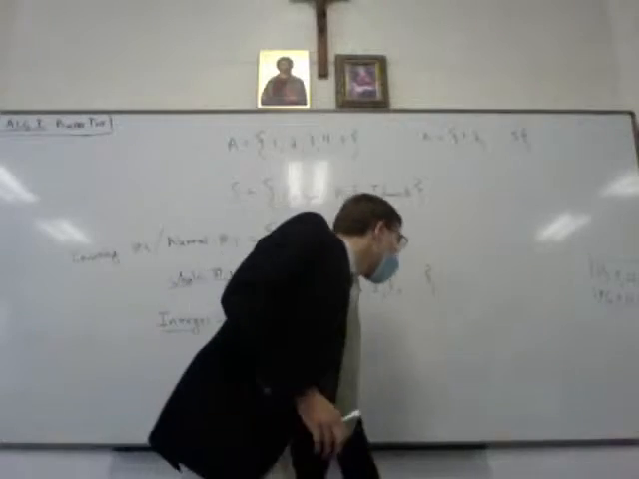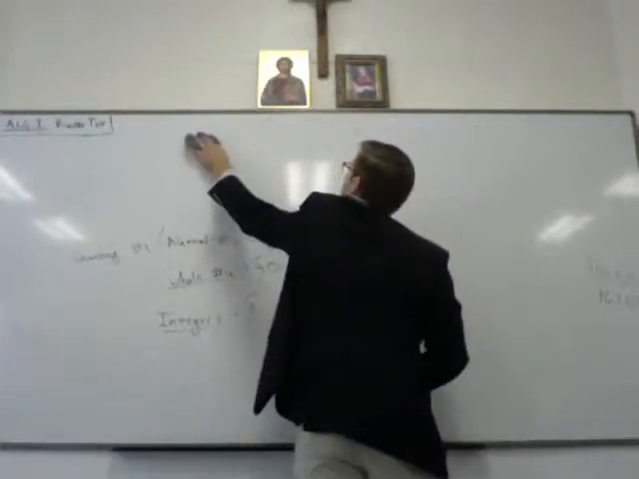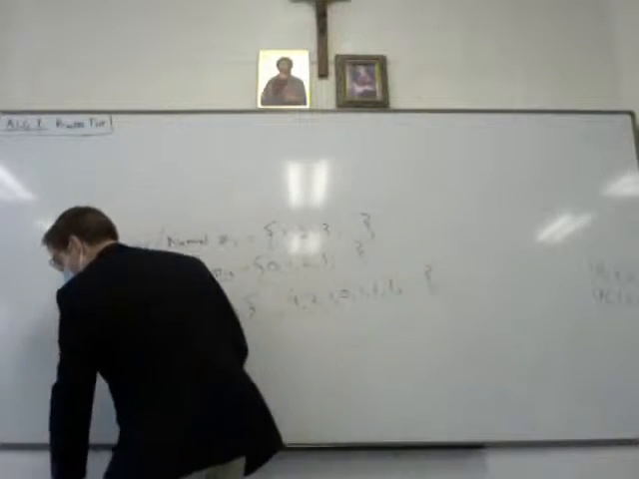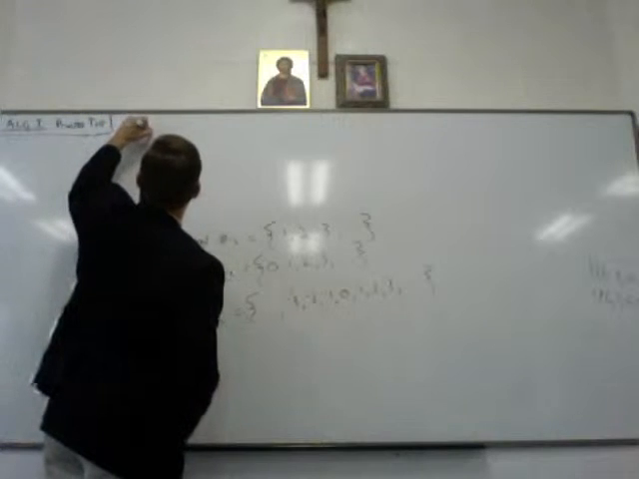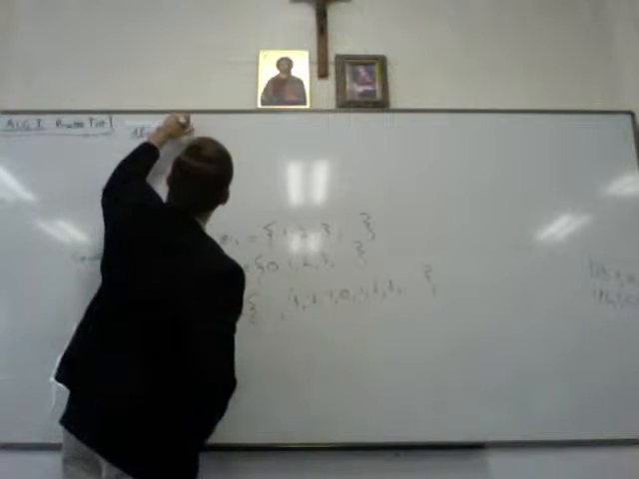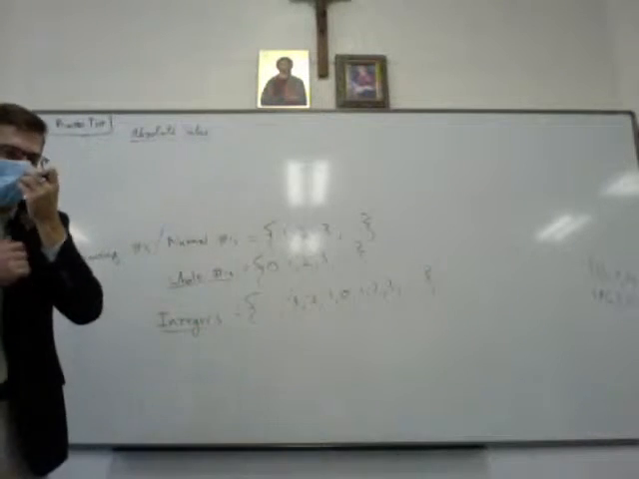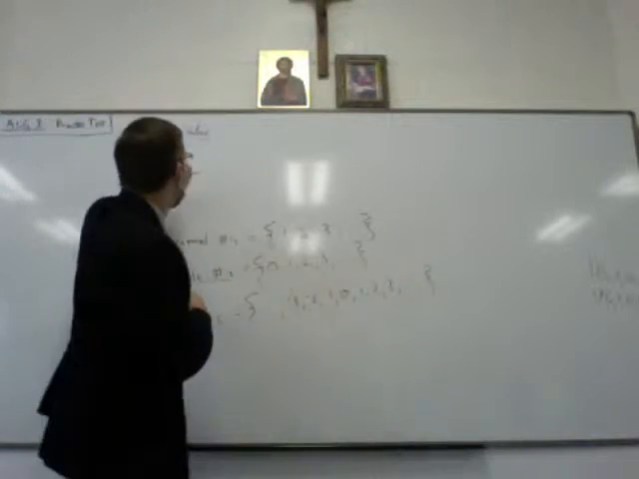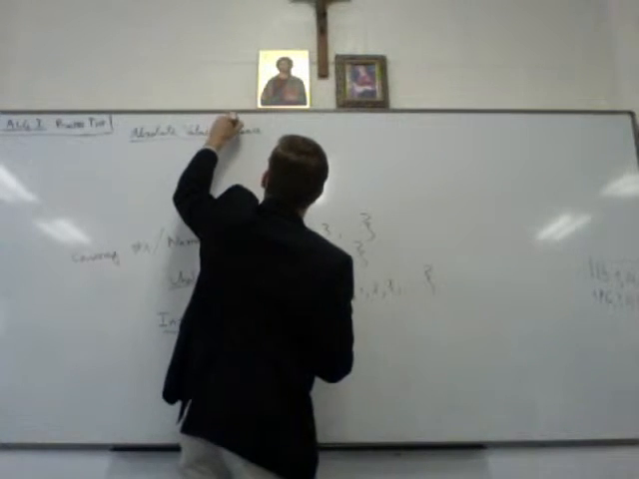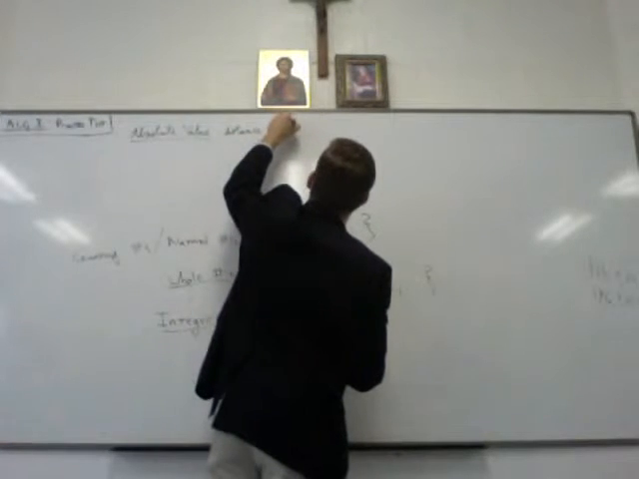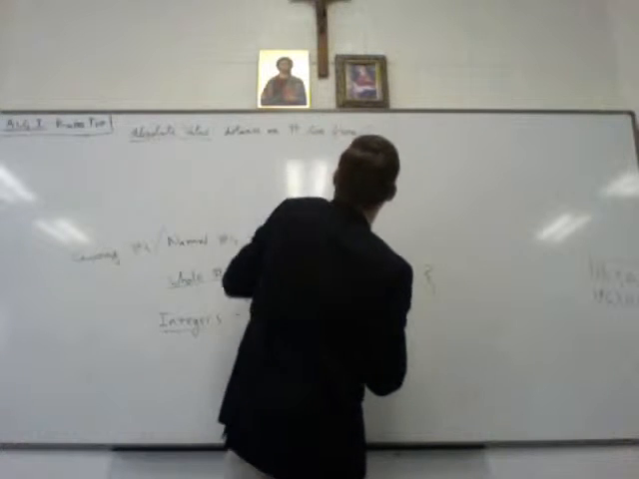Next up, I'll erase these examples up here. What's absolute value? Positive number. Absolute value is always positive. It's always positive because the absolute value means distance on the number line from 0 in either direction.